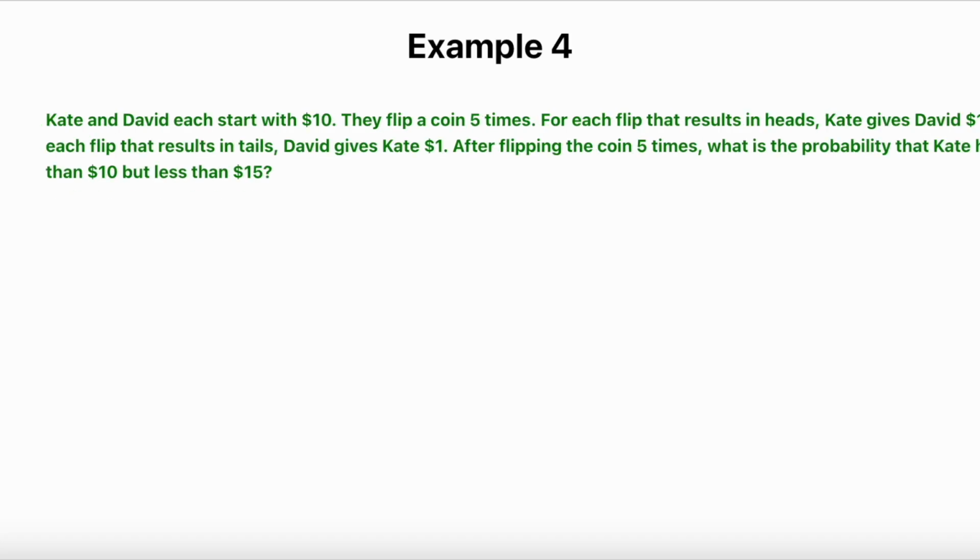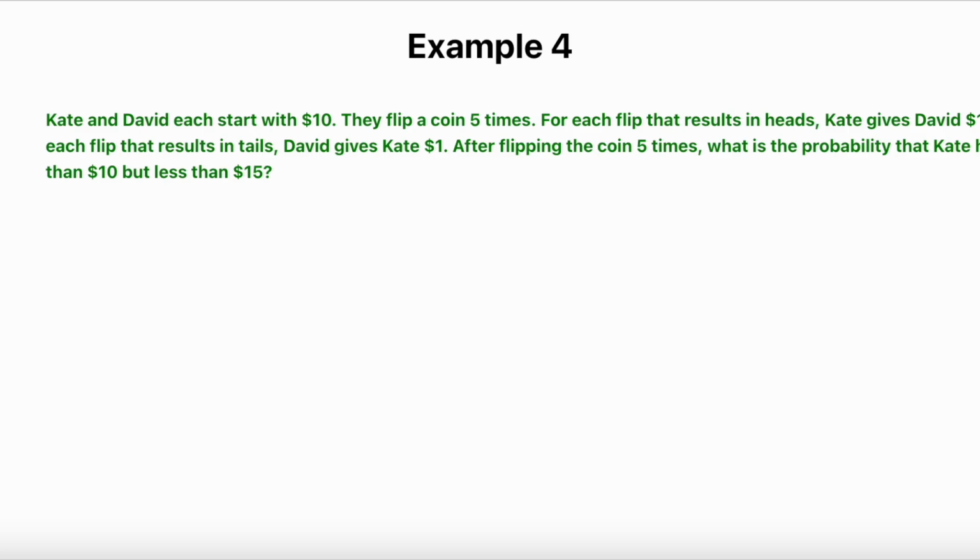Fourth example. Kate and David each start with $10. They flip a coin 5 times. For each flip that results in heads, Kate gives David $1. And for each flip that results in tails, David gives Kate $1. After flipping the coin 5 times, what is the probability that Kate has more than $10 but less than $15?